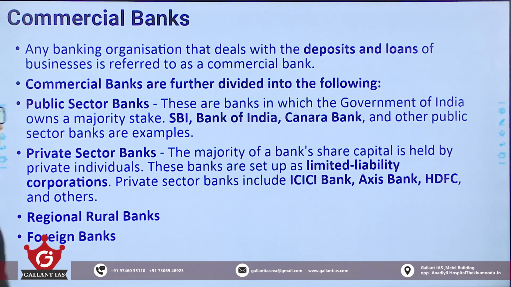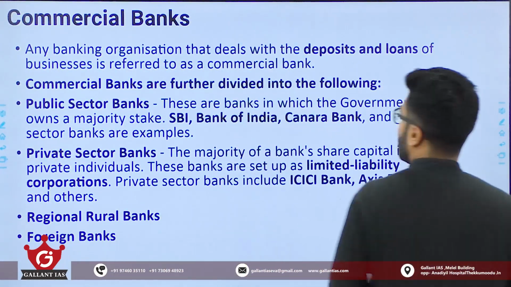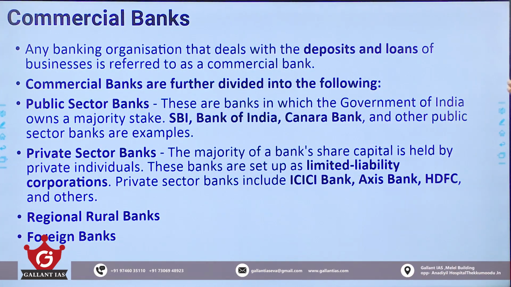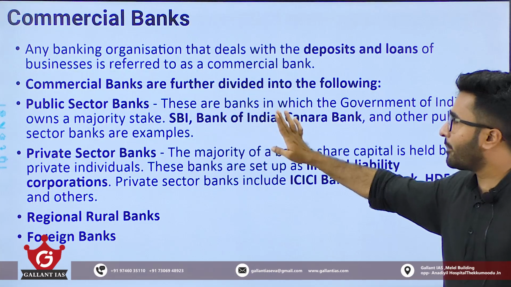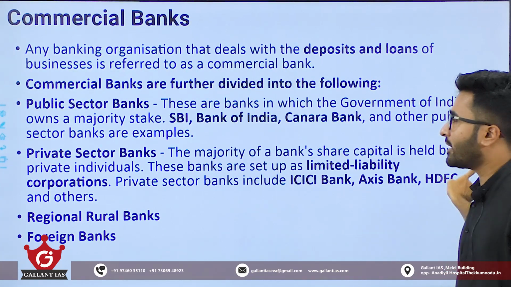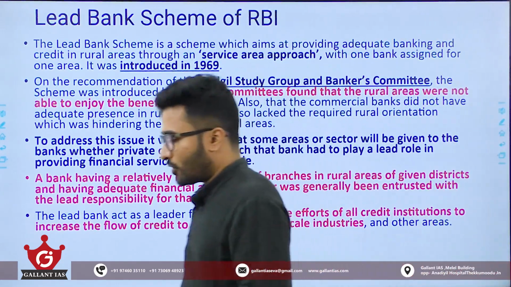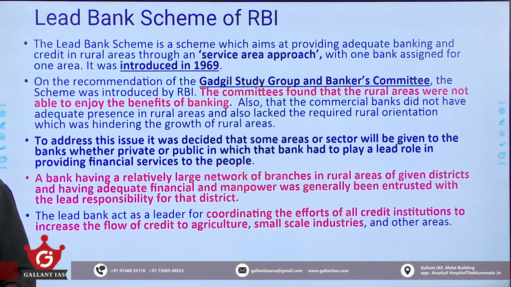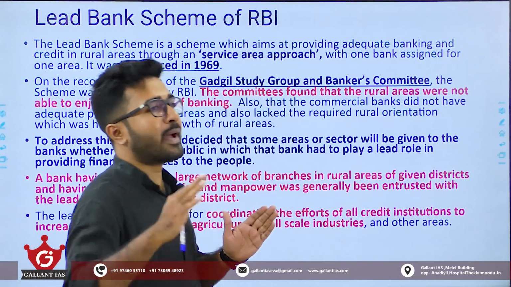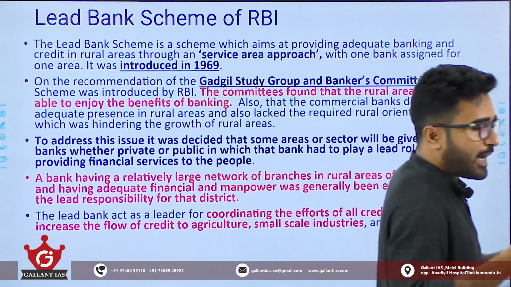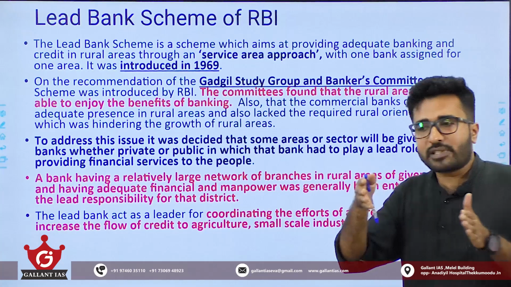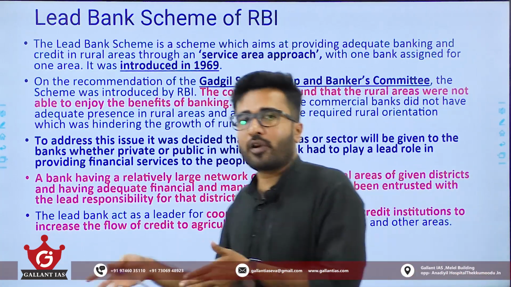Now commercial banks. A banking organization deals with deposits and loans: the bank collects deposits and lends us loans. Commercial banks include public sector banks, private sector banks, RRBs and foreign banks. We already covered that. Apart from normal banks, we have scheduled banks, non-scheduled banks, commercial banks, and cooperative banks, and under commercial banks, public sector banks, private sector banks, foreign banks, etc.